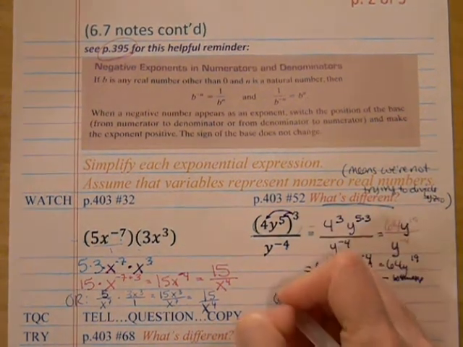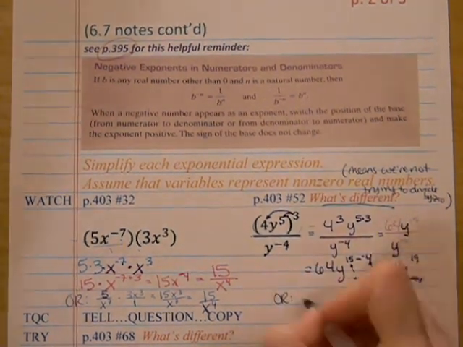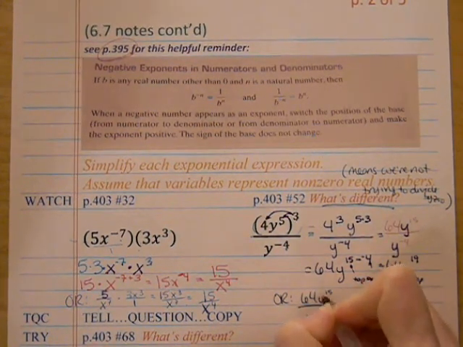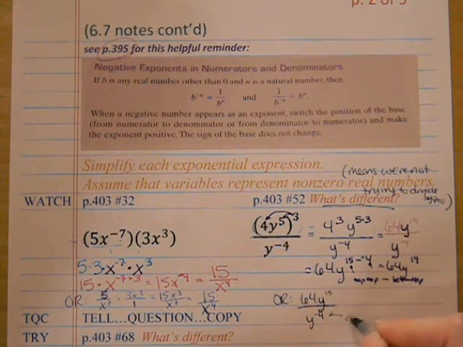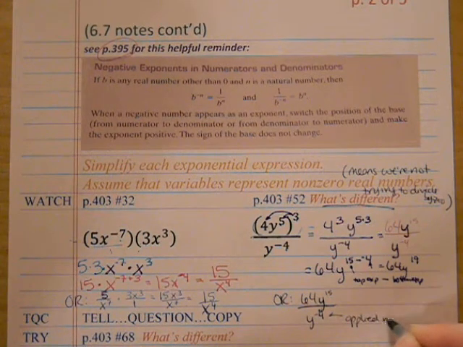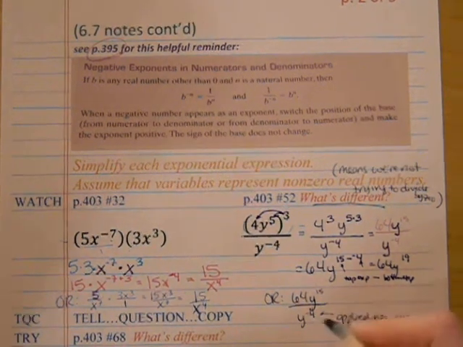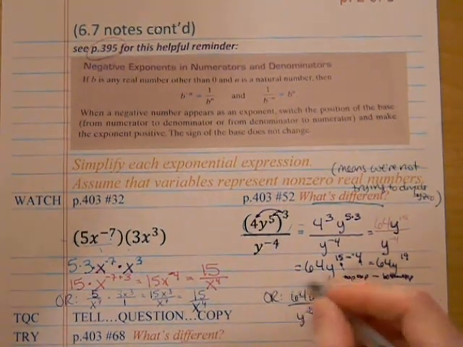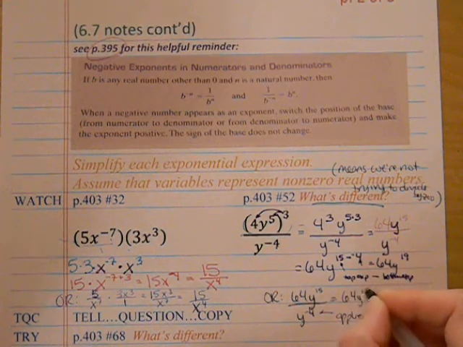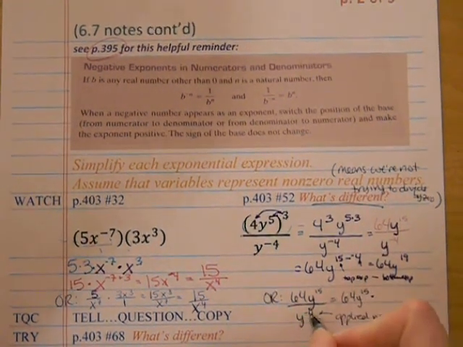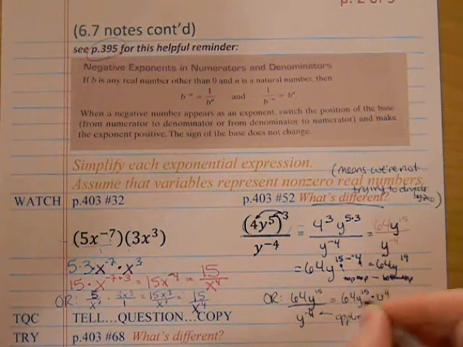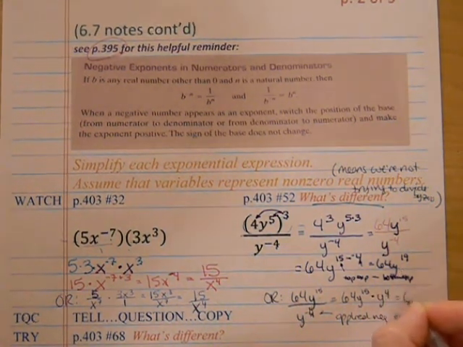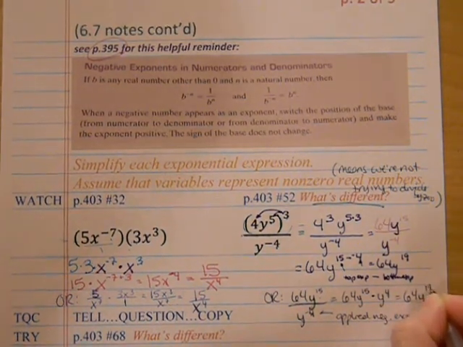Notice if I'm right here at 64 y to the 15th over y to the negative 4, right here, if I applied my negative exponent, that would move this y to the 4th to the opposite location. Nothing else changes here. The 64 y to the 15th stays right there, but the y to the 4th now moves up to the top. And if I have 15 and another 4, 15 plus 4, again, I'm at 64 y to the 19th.